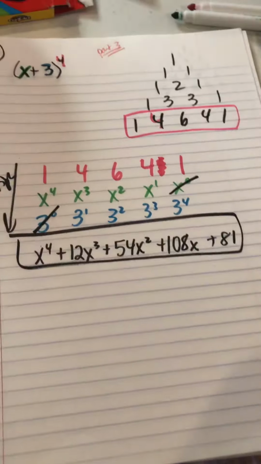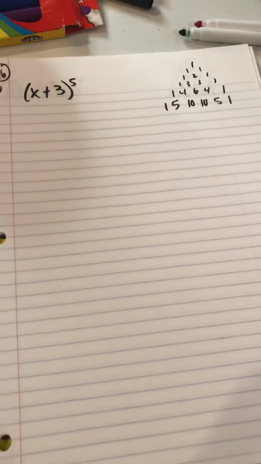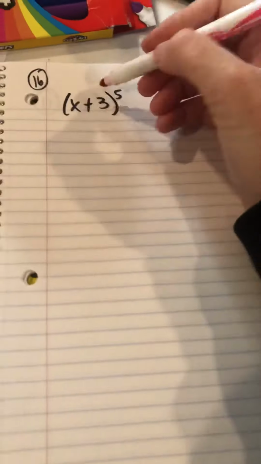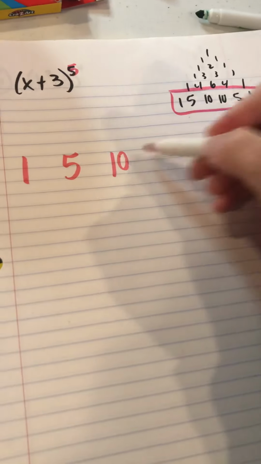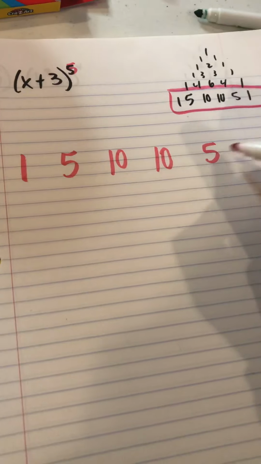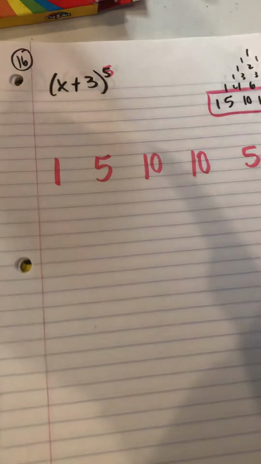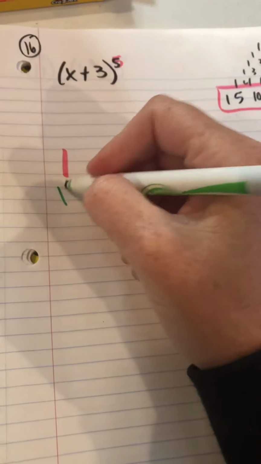All right, looking at the next one. This one says to the 5th. So again, we're going to take this 5th line. Let me do better spacing this time. 1, 5, 10, 10, 5, 1. Take our first term to the 5th.